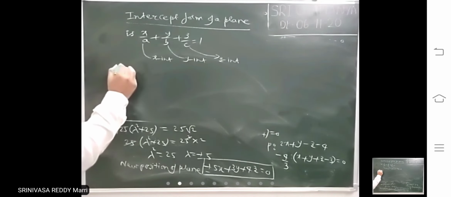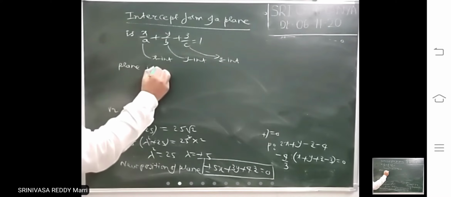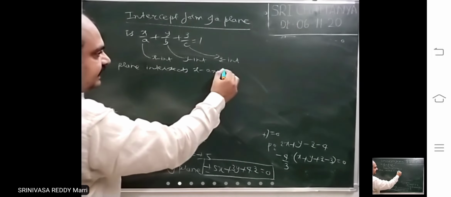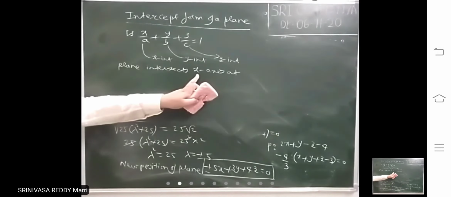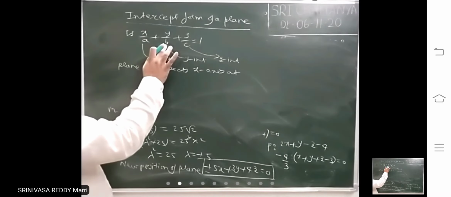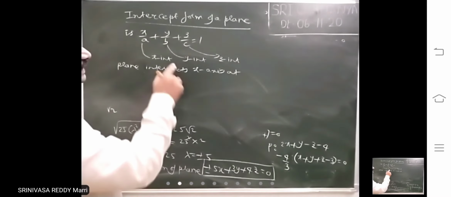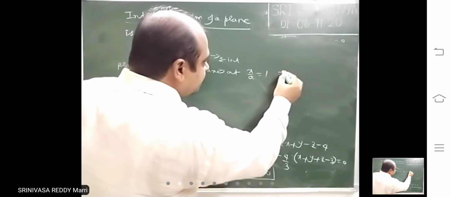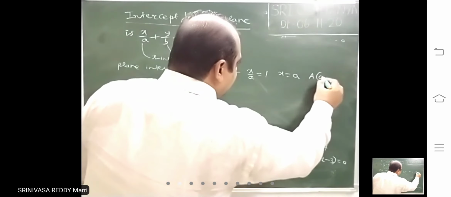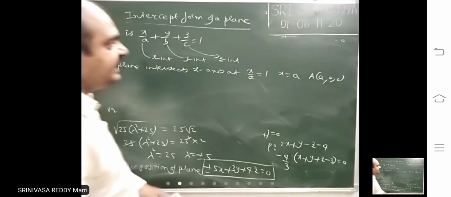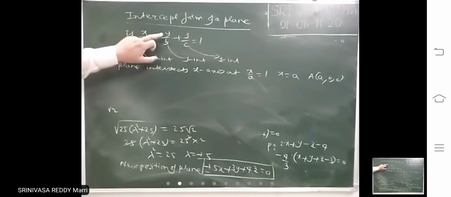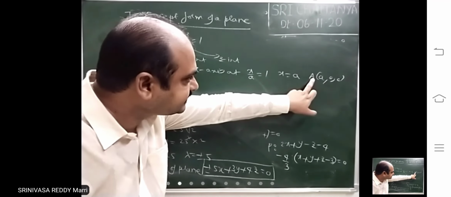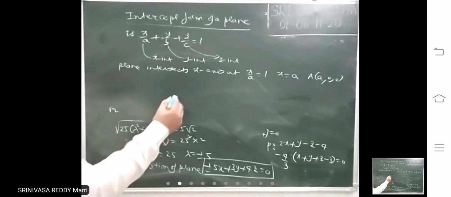Look at this plane. At which point will it intersect the x-axis? Put y equal to 0, z equal to 0. That means x by a equal to 1. That means this plane will intersect the x-axis where, simple: on the x-axis y equal to 0, z equal to 0, so x equal to a. On the x-axis it will intersect at (a, 0, 0).